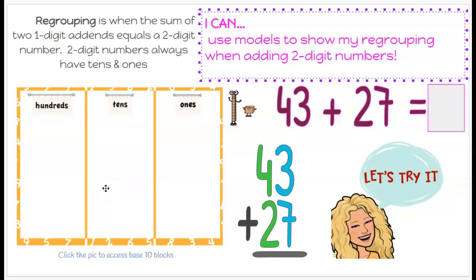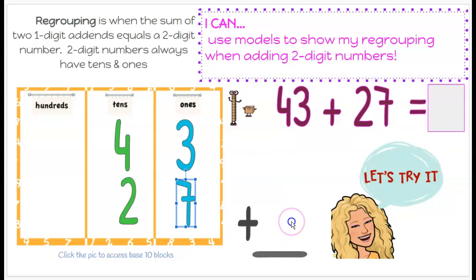All right, here we have two two-digit numbers, 43 and 27. Now in the number 43, there are tens and ones, and in the number 27, there are also tens and ones. In the number 43, look what we did. We lined the numbers up by ones. I have my 3 in the ones, and I would have my 2 in the tens and my 7 in the ones, okay? That's how our numbers are arranged.